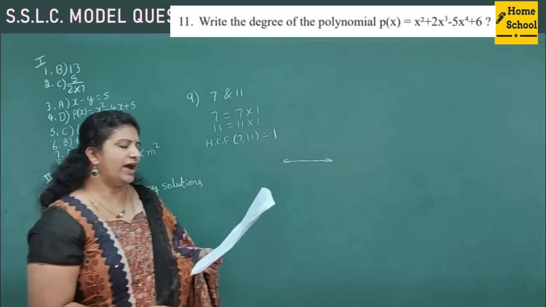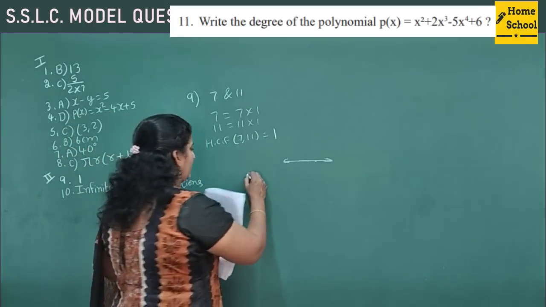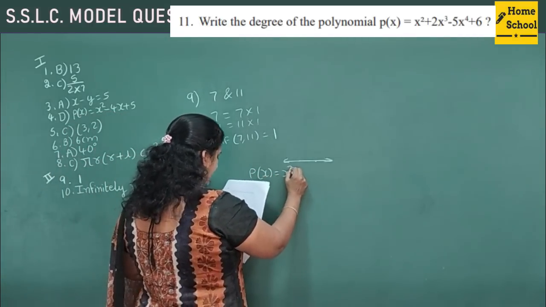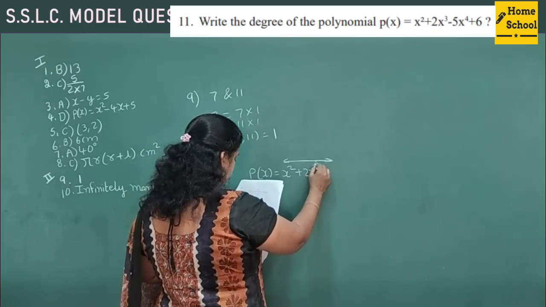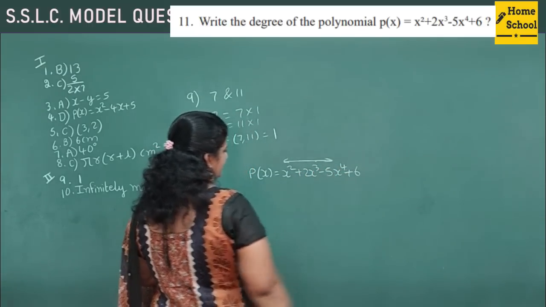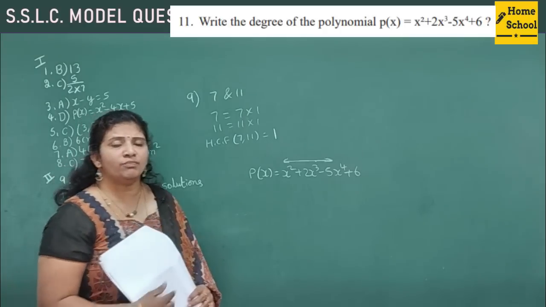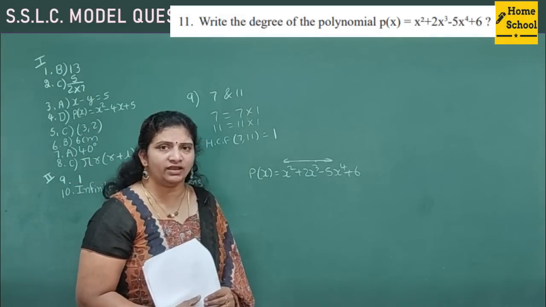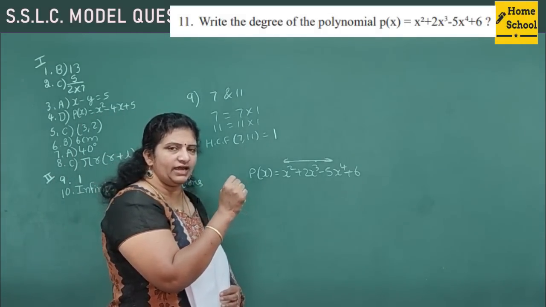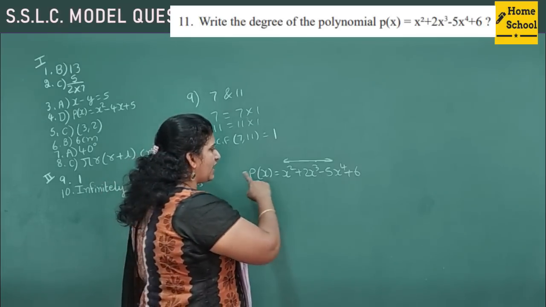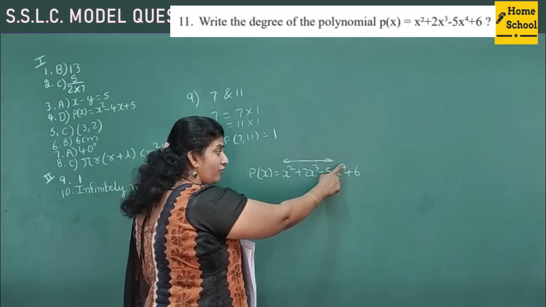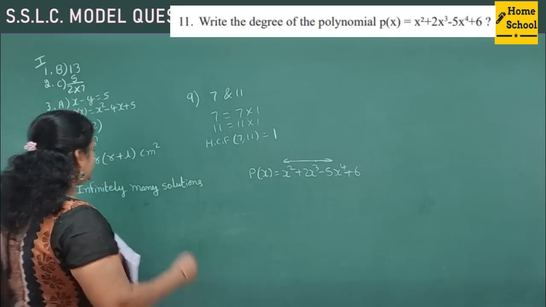11th one, write the degree of the polynomial. P of x is equal to x square plus 2x cube minus 5x power 4 plus 6. Degree of the polynomial, how will you find? Highest power of the polynomial. That is only the degree. Where is the highest power? Here. This is the highest power. Therefore, the degree of the polynomial is 4.